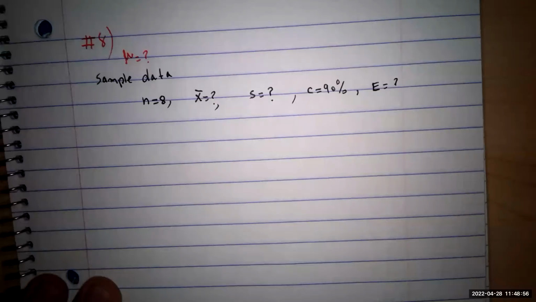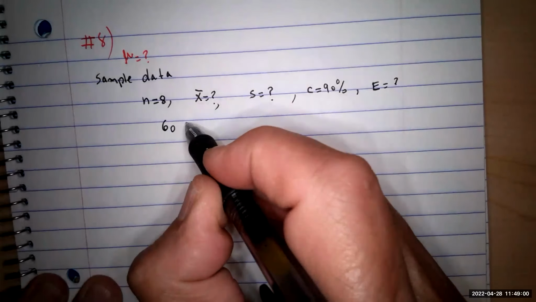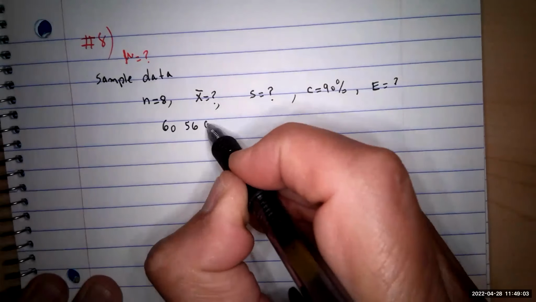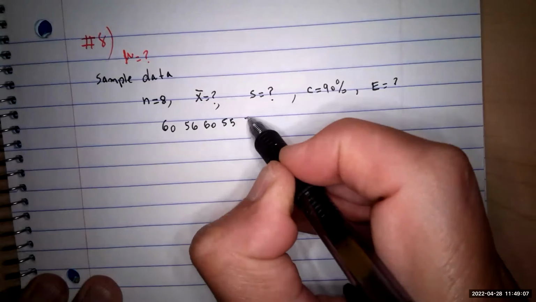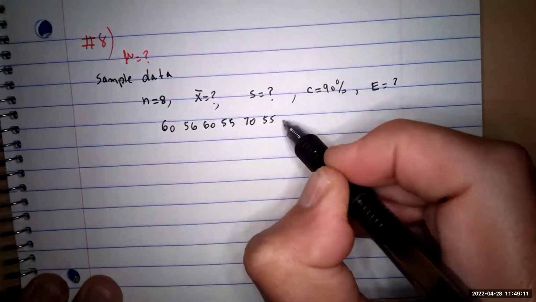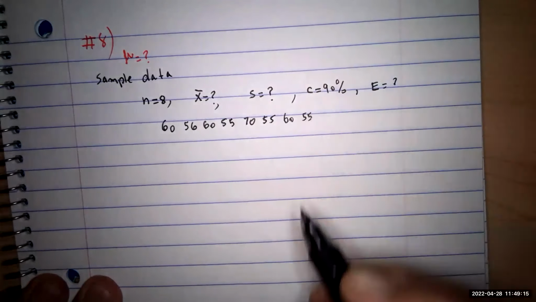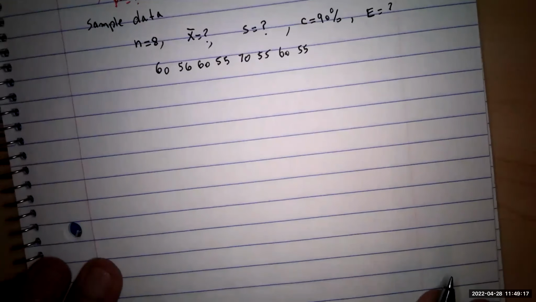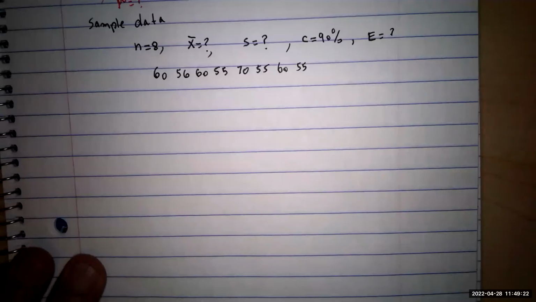But the information that we have are going to be the numbers. Okay, that's it. We have a 60, a 56, 60, 55, 70, 55, and the 60 and 55. It can be done with your calculator to find it, but if you want, just to remind you the formula, this problem would be with us through the end of the course.